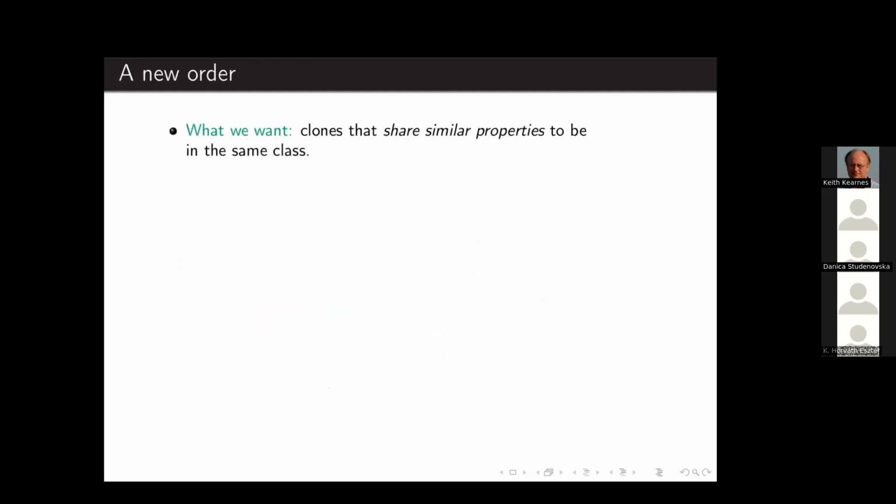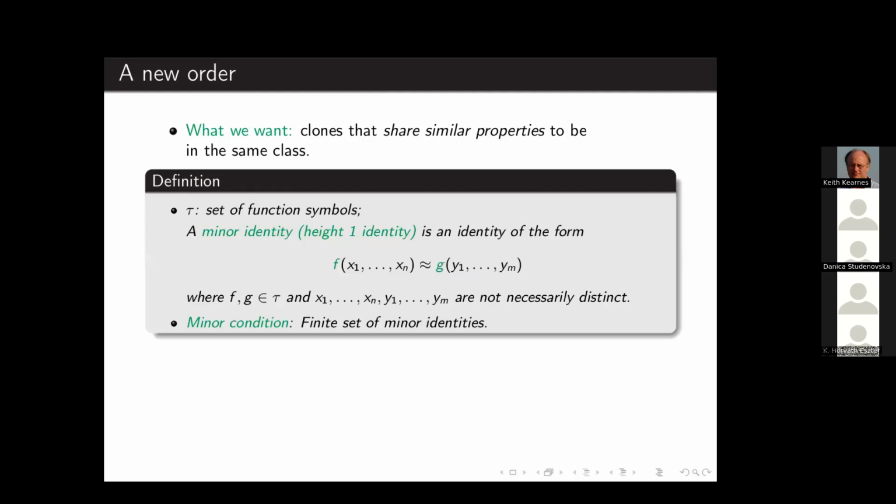And in general, when working with clones, we might have noticed that even though 2 clones are distinct as clones, they are somehow not so different. So we are now looking for an equivalence relation where clones that share some particular properties, which I'm going to define more specifically, are in the same class. So what can these properties be? One such property could be, for instance, clones that satisfy the same identities.